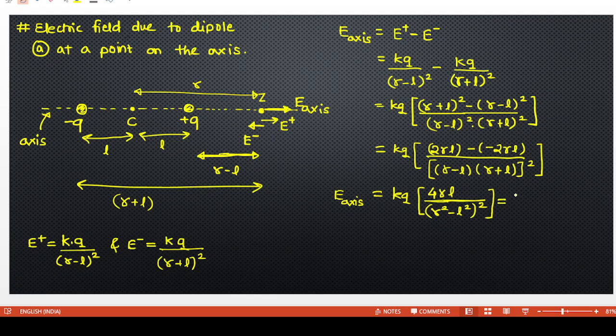Can I rewrite this 4RL as 2L into 2R? This is 4RL upon this R square minus L square whole bracket square as it is. I will put the bracket here. What is this Q into 2L? Dipole moment. What is Q into 2L? Dipole moment.